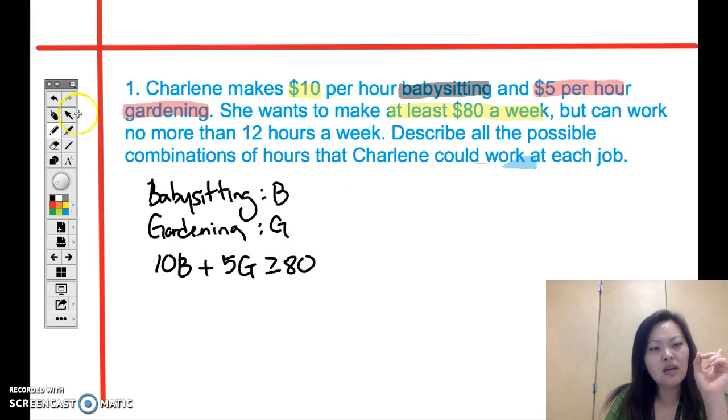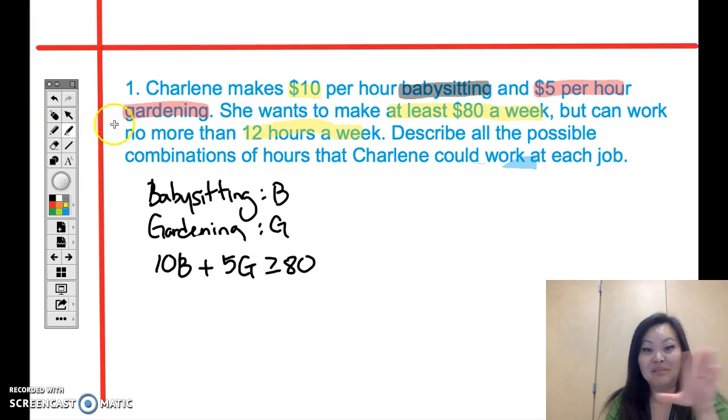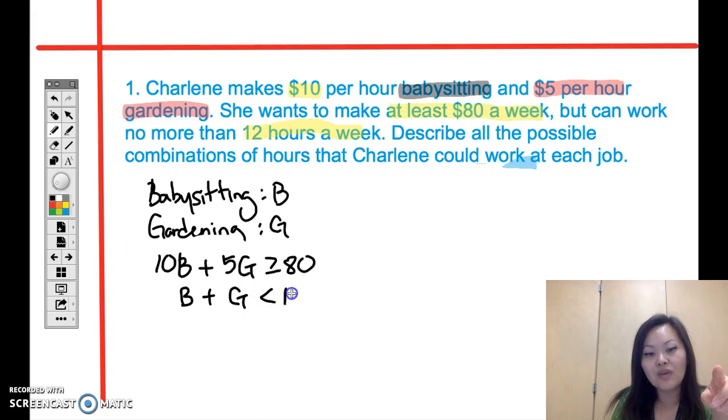But she doesn't want to work more than 12 hours a week. Okay, so she wants to work a little bit but still make $80 a week, right? So that's really cool. All right, so then the hours that she spends babysitting, which is B, and the hours that she spends gardening, which is G, when you add them together, it has to be no more than 12 hours, so less than 12 hours, right? So that's how you set it up.